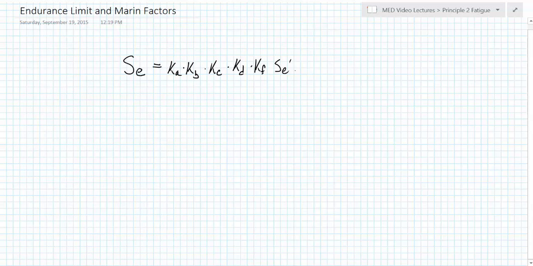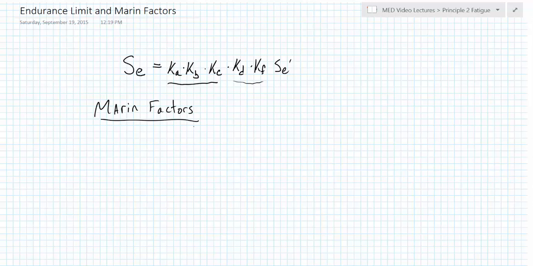In this class, we're mostly going to be using the first three factors, but there are many other factors that we could group in here. The first three factors, Ka, Kb, and Kc, are all Marin factors, named after Joseph Marin in the 1900s, who came up with these. They are ways to correlate the actual experimental stress found with the hypothetical R.R. Moore test stand. So the first factor we'll look at is the surface factor, Ka.